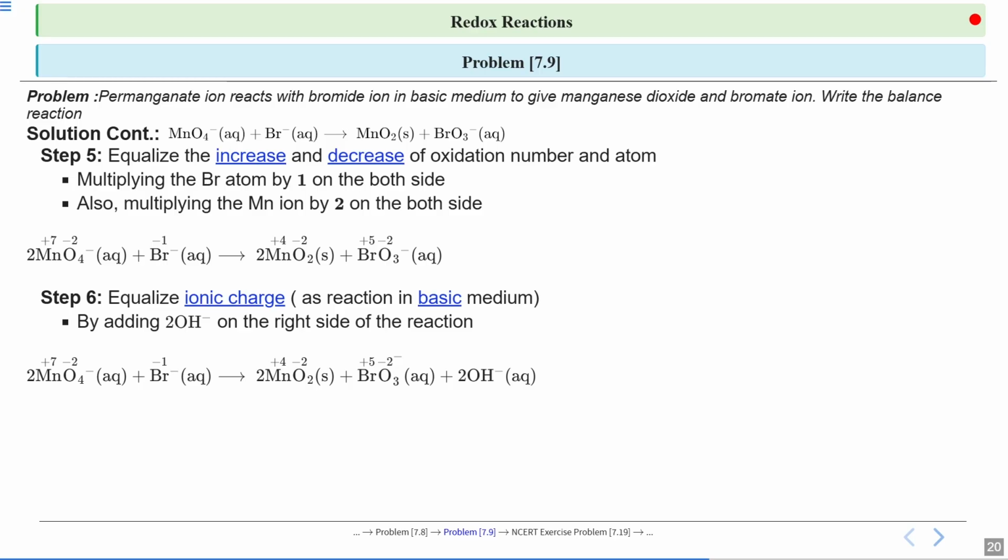negative plus 2OH negative. All the compounds or elements participating in the chemical reaction are present in the aqueous state except MnO2, which is present in solid state. Now, as we can clearly see, we have to balance this hydroxide ion.